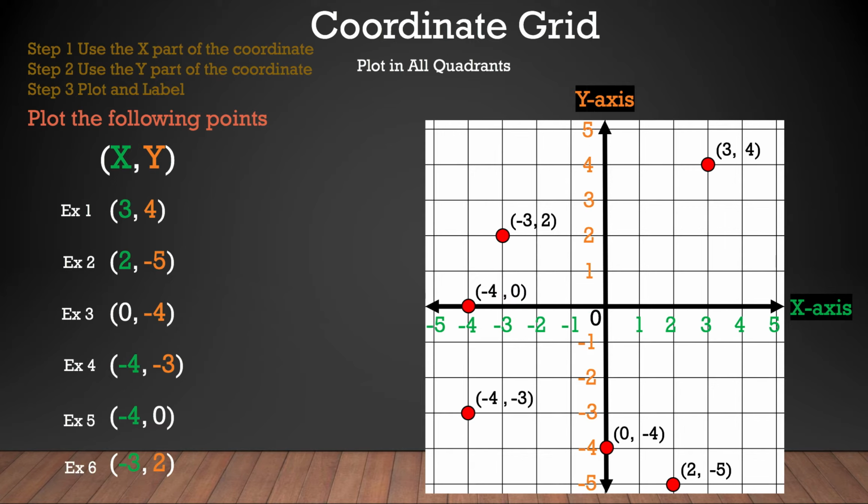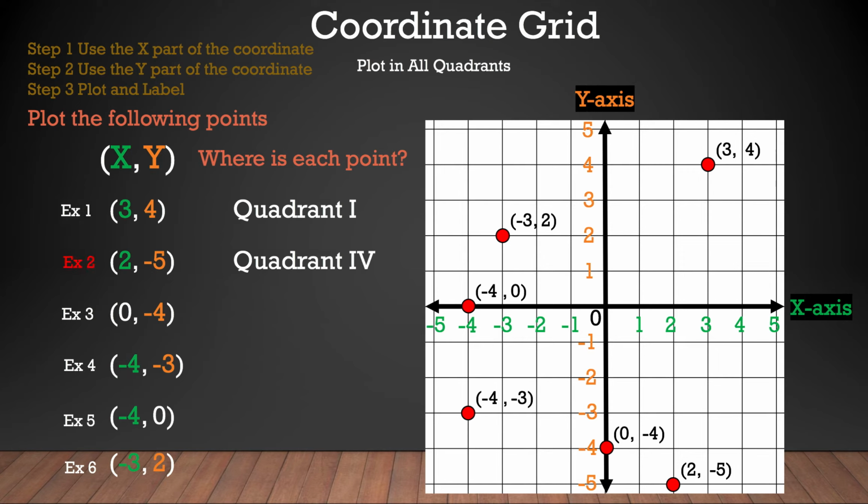Now, let's go ahead and ask a question. Where is each point? Do you know? Okay, let's go ahead and figure it out. Example 1, (3, 4), is in quadrant 1. What about example 2? Do you know? It's in quadrant 4. Okay, we're done with that example. Now let's take a look at example 3. Do you know where example 3 is? It is on the y-axis. Did you say quadrant 3 and quadrant 4? Well, you can say between those, okay, but the better answer is on the y-axis.